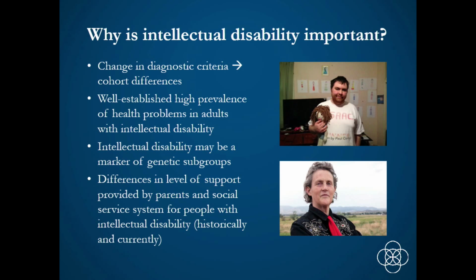And then we also know that historically and currently, people with intellectual disability and people without intellectual disability receive different levels of support from our public social service system, but also from their families and communities. So there could be some real social differences that could be underlying differences in health problems.